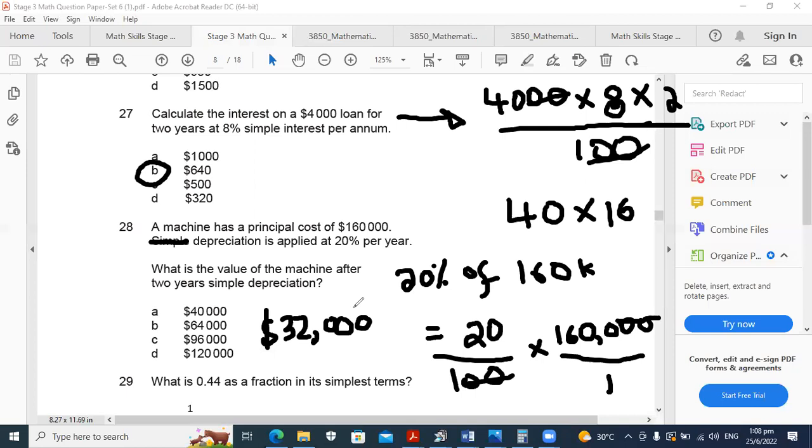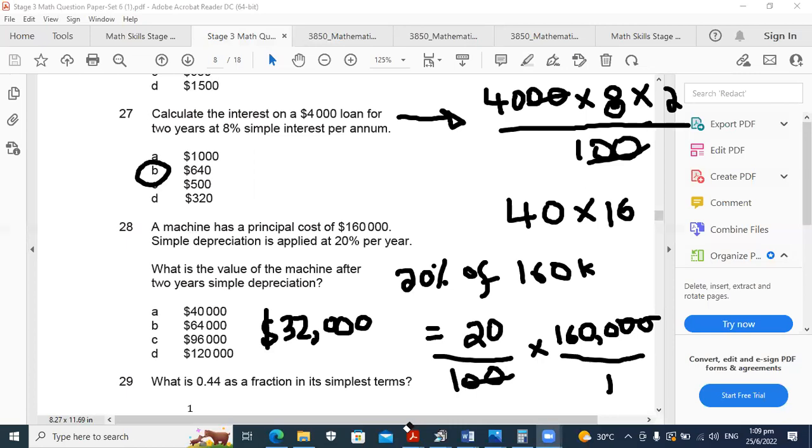Now, in regular maths class, what do we normally do? You see this money here, the 32,000? What we'll do is subtract the 32,000 from the 160,000. And then we'll find 20% of the difference of those two numbers, and that will give us the value when it was depreciated. However, that is regular depreciation, but we're not doing that now. We're doing simple depreciation, which is different. So let me tell you how simple depreciation works.